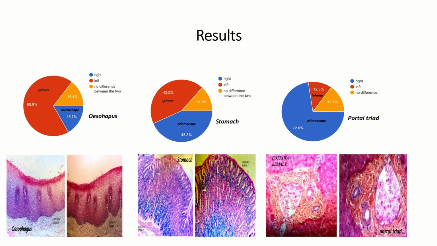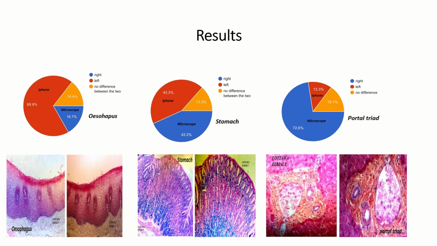For our results, chi-square tests were used to compare the proportion of medical students able to correctly identify microscope versus iPhone acquired images. No significant differences were found between iPhone and Zeiss microscope acquired images in terms of identifiability. The p-value was set at less than 0.05.